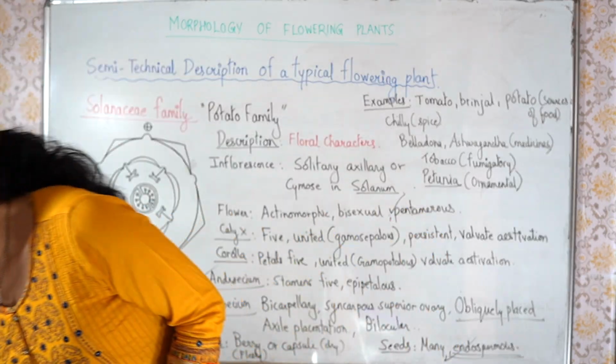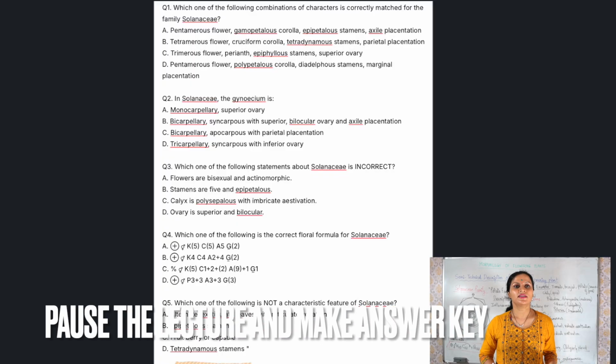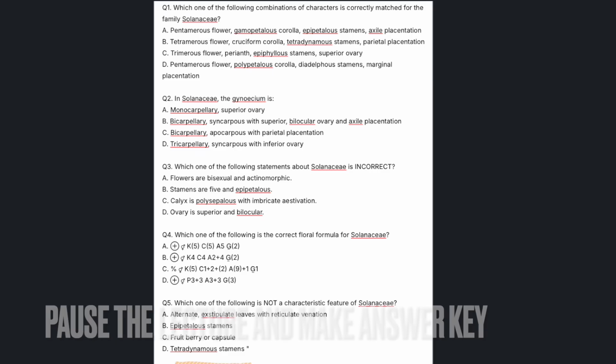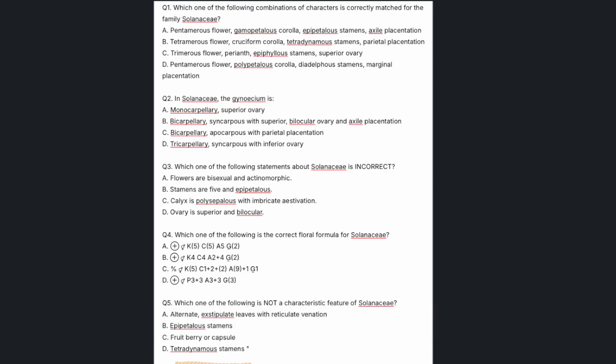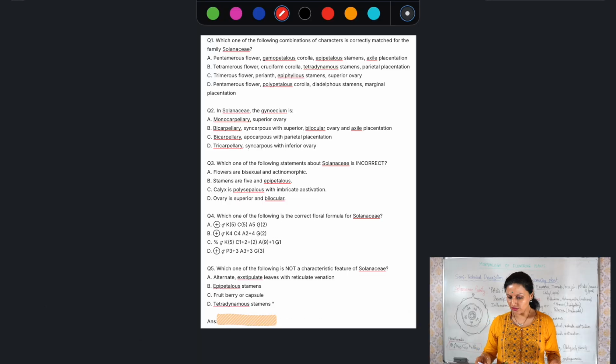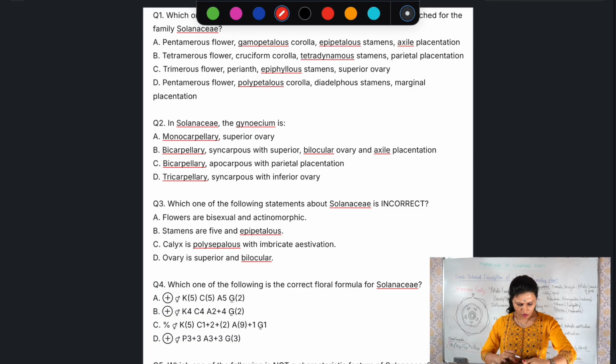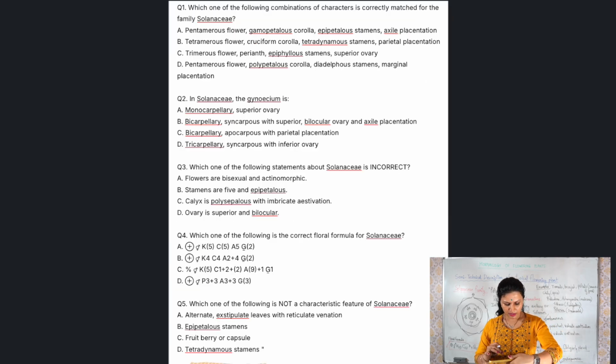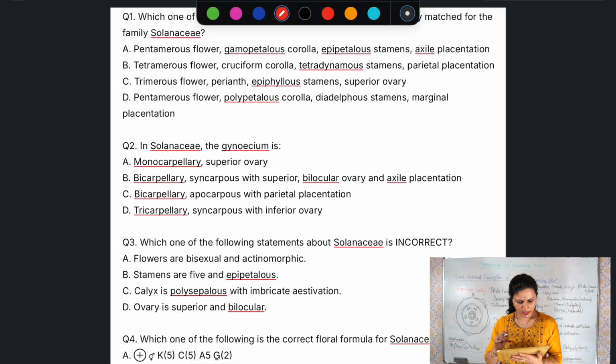Let us do 5 questions. You can pause the lecture and make your answer key and come back. Now let us solve the 5 questions. First question, which of the following is correctly matched for the family Solanaceae? It's a pentamerous flower, isn't it? So B and C is our pentamerous flower. Gamopetalous corolla, is that correct? And the D option, there was polypetalous, so that option is out. Epipetalous stamens and axile placentation. So option A is correct for question number 1.